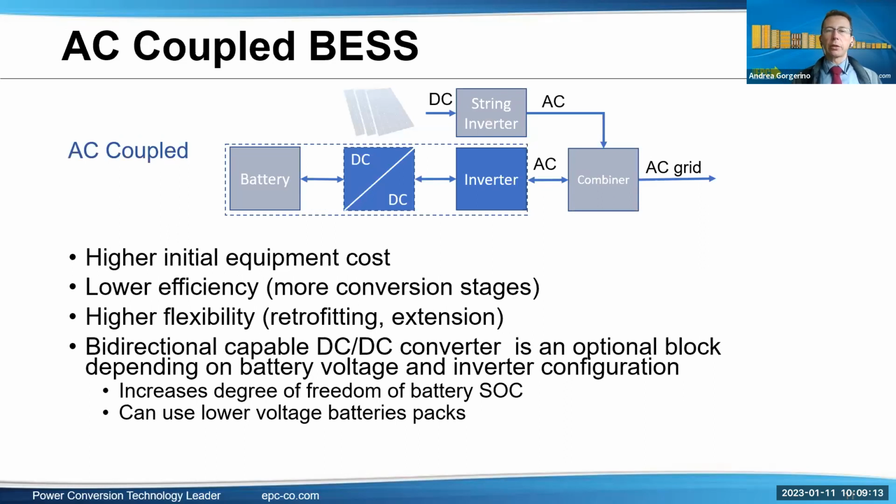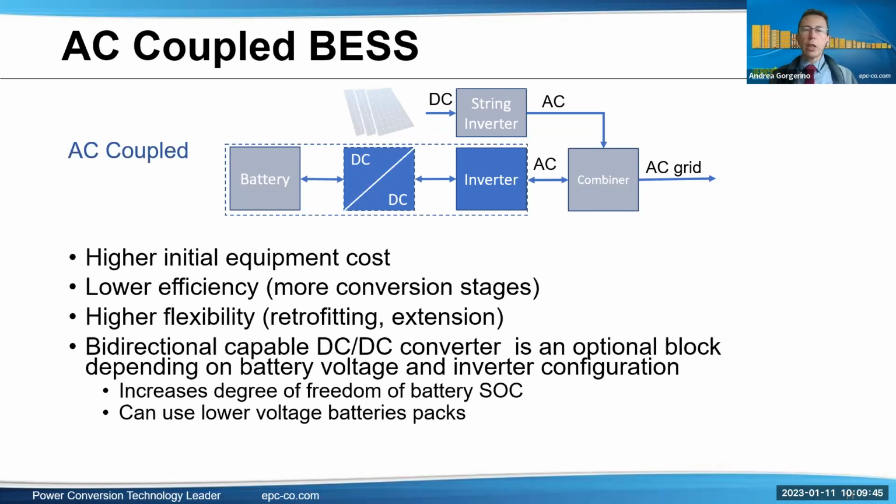The AC coupled, instead, as I mentioned, has more electronics. Basically, you have an additional inverter for the battery and you couple the AC together. This means higher initial equipment cost. You have more power electronic blocks in here. It also means lower efficiency. The energy needs to go through more of these power conversion stages. It does have higher flexibility. It is easier to retrofit systems. You can just add batteries to an existing system since it is AC coupled.